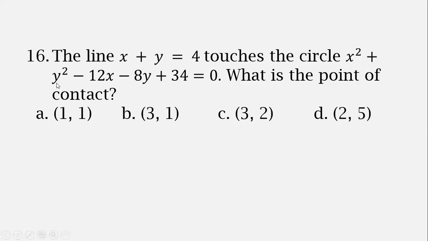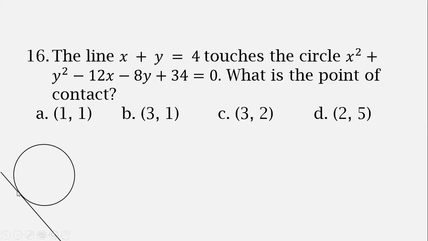Now question number 16. Here I have given the options. The line x plus y is equal to 4 touches the circle x square plus y square minus 12x minus 8y plus 34. What is the point of contact? So you know, the point of contact is that point which is common to both the circle and the straight line.